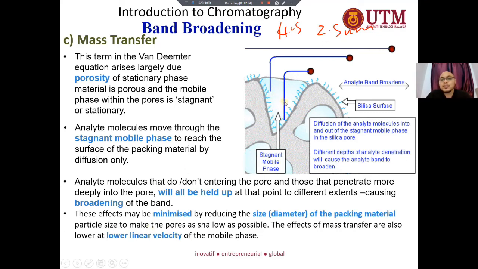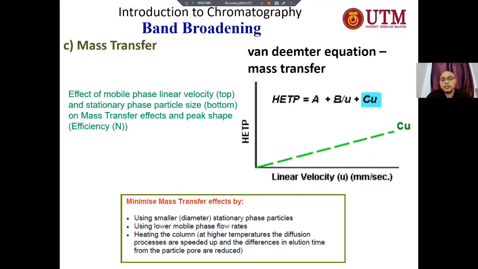And you can also minimize the problem by using a low velocity of the flow rate, a low velocity of the mobile phase. If you look at the graph here, if you use a high velocity, the effect of the mass transfer becomes much more apparent. If you look here, the HETP number becomes higher as the velocity increases. So we need to use a low velocity.